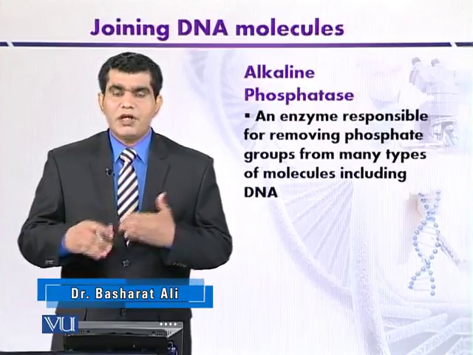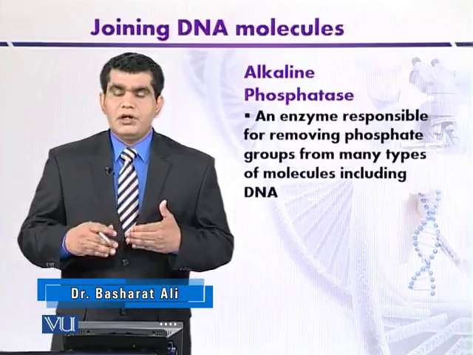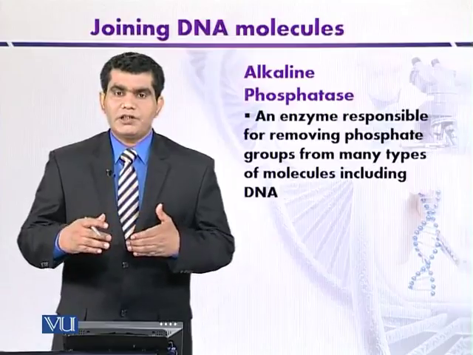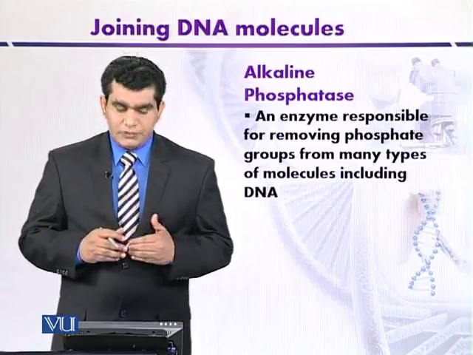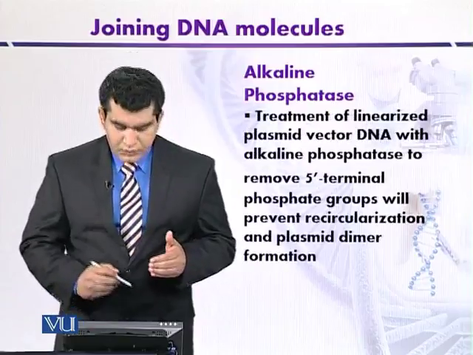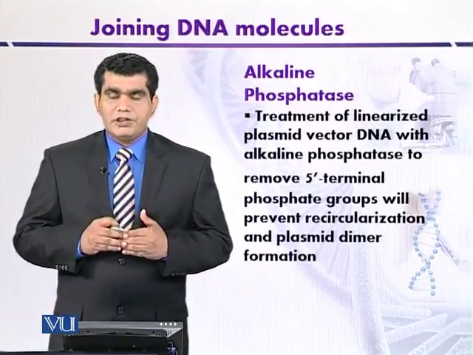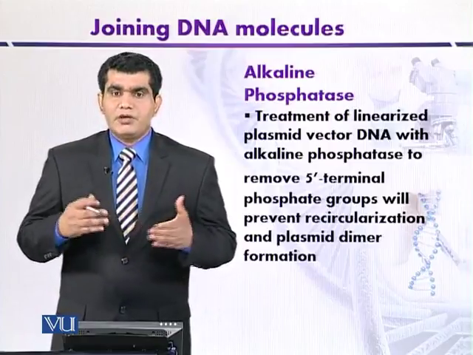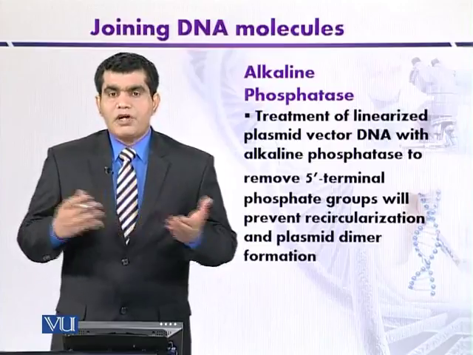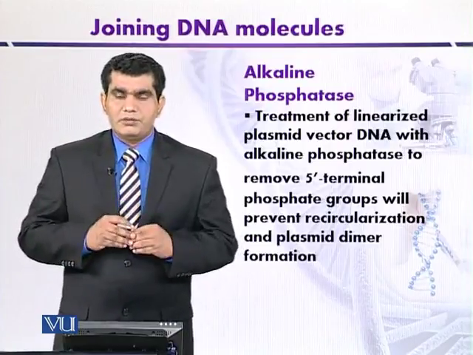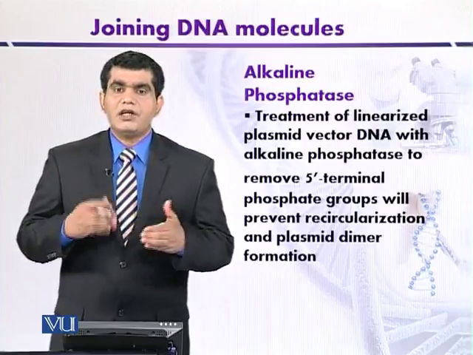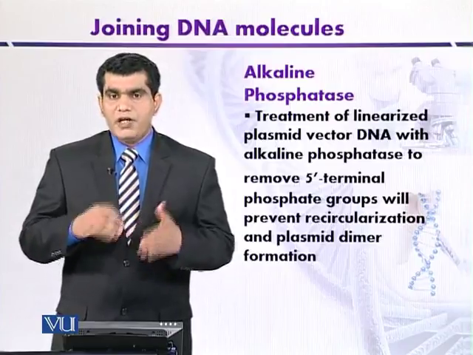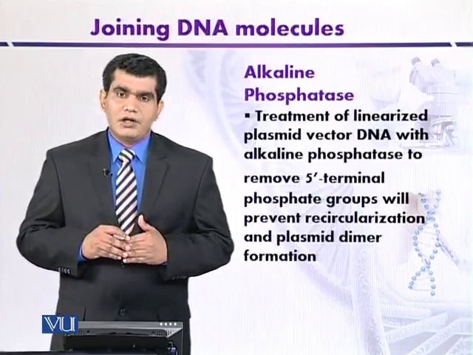So this problem we can overcome by using high concentration of the vector DNA or the source DNA, so that we can get high number of transformants. Now alkaline phosphatase enzyme, it is another source that we can use to overcome this problem, that is recircularization of the vector DNA. So this alkaline phosphatase is an enzyme that can remove 5' phosphate group from the target DNA.